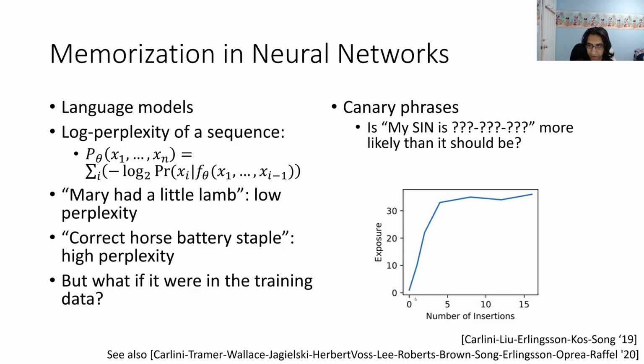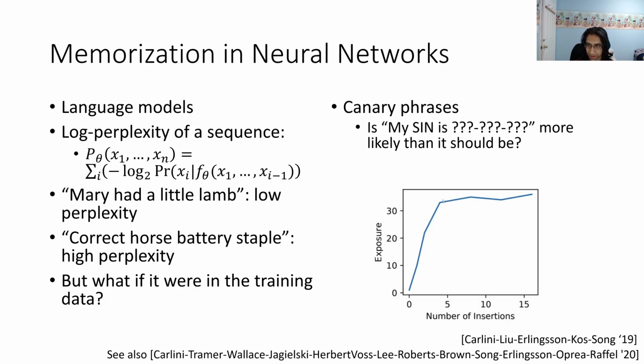You can show that if there are 0 insertions, then it's not really very exposed. There's no way you can tell that this is any more likely than it should be. But if you add this phrase to the training data set a few times, this is a relatively small language model, but after just a few insertions, it'll start to spit it out and indicate that this is actually part of the training data, thus being a violation of privacy.